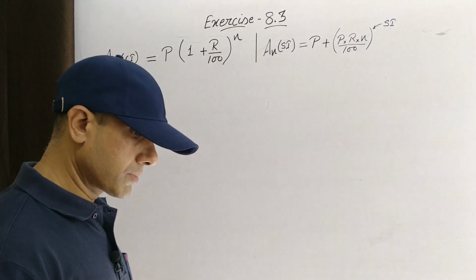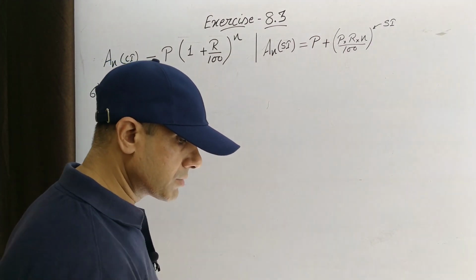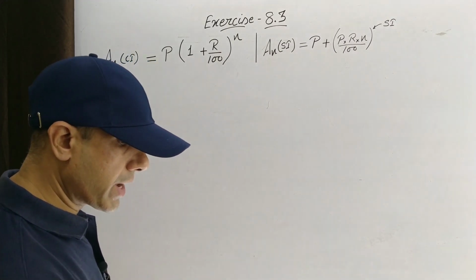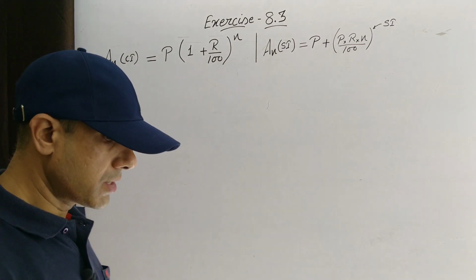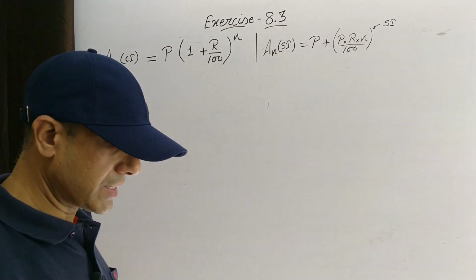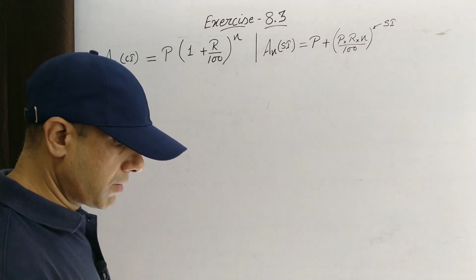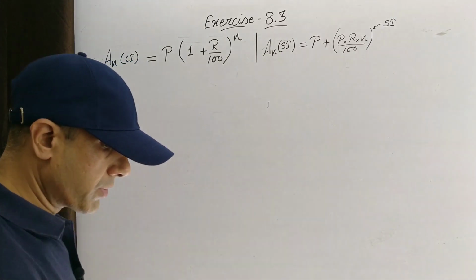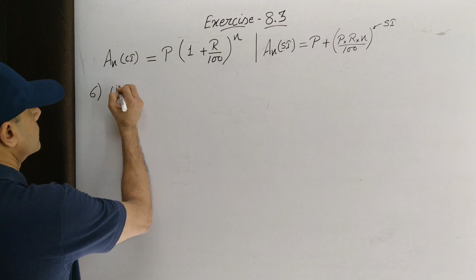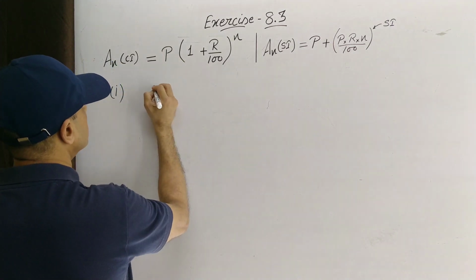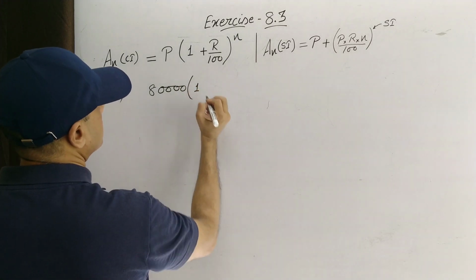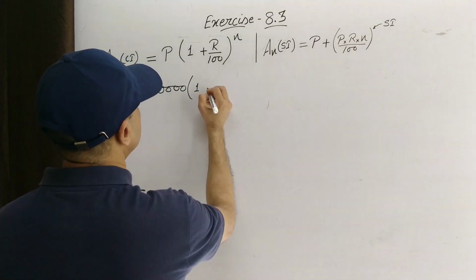Question number 6. Arif took a loan of 80,000 rupees from a bank. If the rate of interest is 10% per annum, find the difference in amounts he would be paying after 1.5 years if the interest is, in first case, compounded annually, and in second case, compounded half yearly. So, principal amount 80,000 rupees and the rate of interest is 10%.